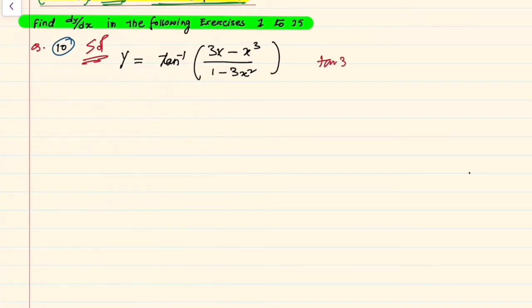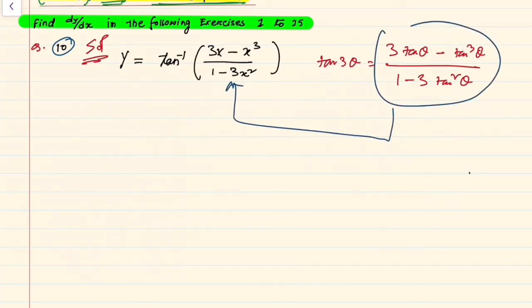So recall this trigonometric identity, tan 3 theta is equal to 3 tan theta minus tan cube theta over 1 minus 3 tan square theta. So if you compare this with this expression within the bracket, then you can see clearly that you can replace x by tan theta in this case. So let me substitute tan theta in the place of x, what will happen if you do so?